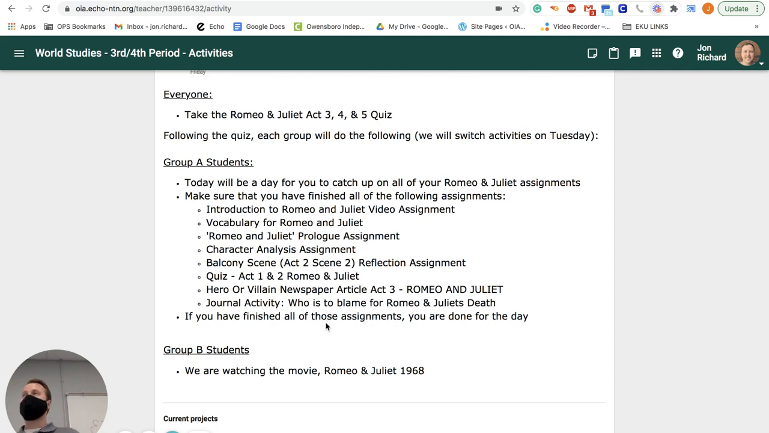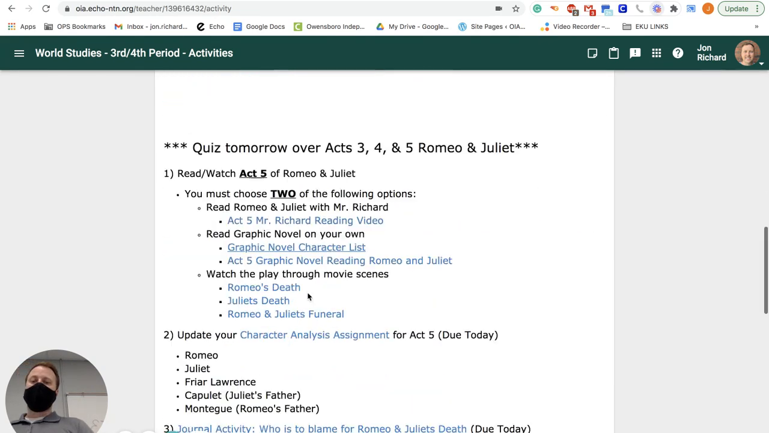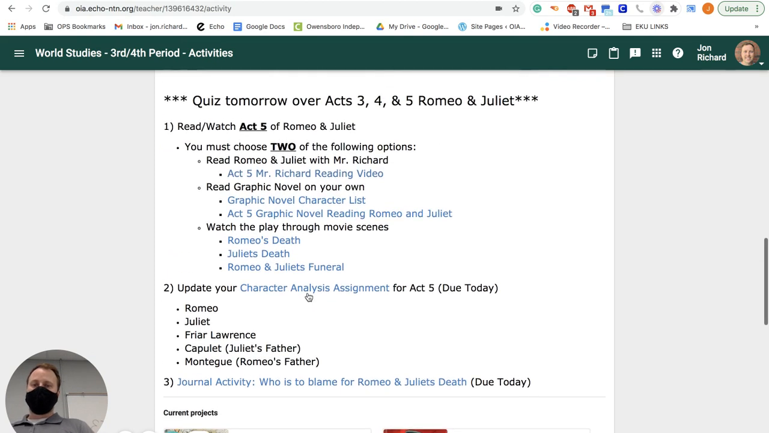So to give you a heads up, tomorrow is a work day for those at home to make sure you're all caught up. Group B students that are here are going to watch the movie, and then we'll switch that on Tuesday. Group B students will have a work day to make sure they're all caught up, and Group A students will watch the movie, okay? That's tomorrow. Big thing there is that quiz. Make sure that you're ready for that quiz.